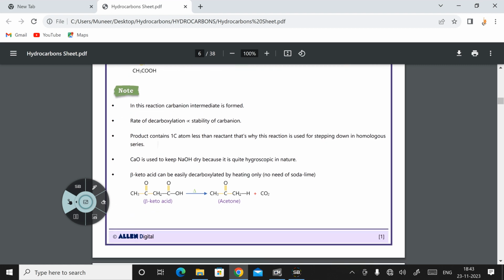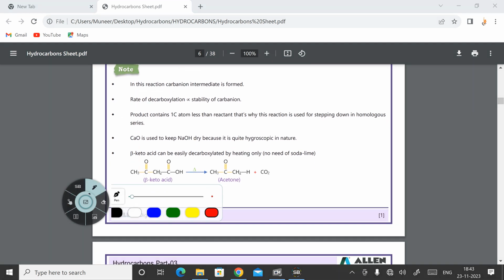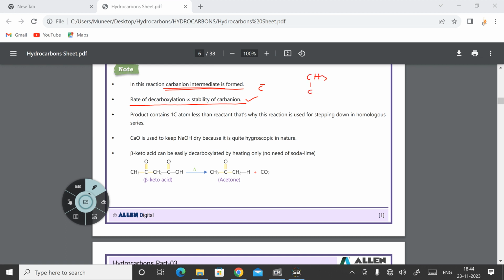Okay, next one. In this reaction, carbanion intermediates are formed. Carbanion, C minus. And the rate of decarboxylation is proportional to the stability of the carbanion. Suppose see here, CH3, CH3, CH3, carbanion, negatively charged. Here CH3, CH3, H, carbanion.